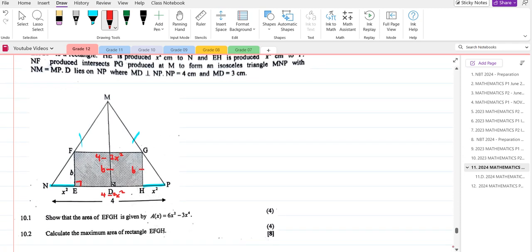Right, so show that the area of EFGH is given by the area. So what's the area of the rectangle EFGH? Area of the rectangle is length times breadth. The length is 4 minus 2x squared, and the breadth is B. Now what is B? So we have an isosceles triangle here. Can I apply that information?